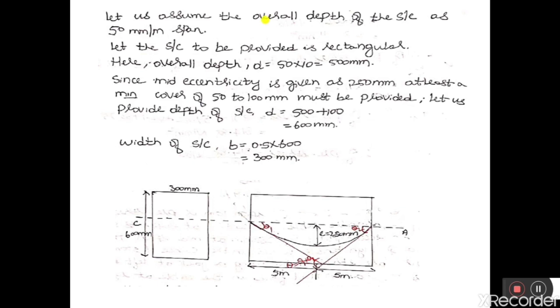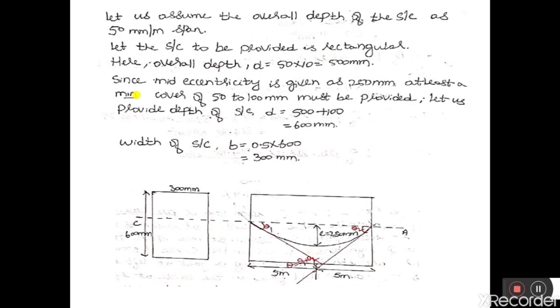Let us assume the overall depth of the cross section as 50 mm per meter of span. Let the section be provided as a rectangular section. Therefore, overall depth D is equal to 50 into 10, where 10 is the span of the beam. Therefore, overall depth is equal to 500 millimeter. Since eccentricity is given as 250 mm at the mid span, we should provide a cover of at least 50 mm to 100 mm.